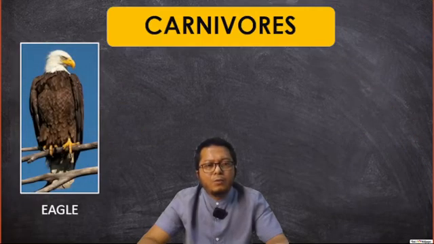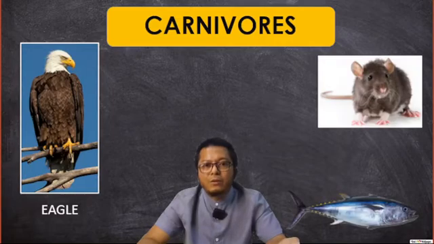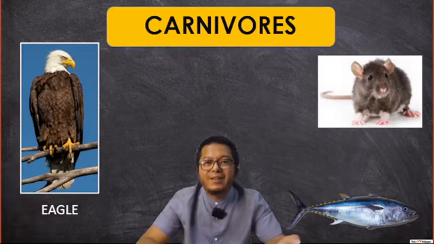And the next animal would be eagle. Eagle is also in the carnivore group, and it eats animals such as rats too, and fish. And fish, yes, depends. Maybe it can eat rabbit, of course.